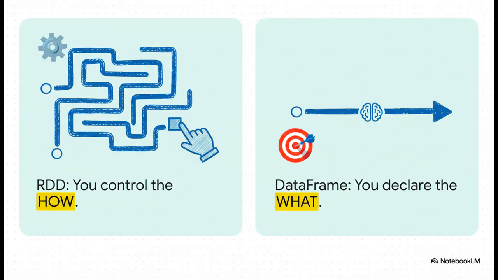This slide right here perfectly captures the huge shift in thinking. With RDDs, you're writing code that specifies how to do something. With DataFrames, you just declare what you want the final result to be. You just say, hey, group by this column and give me the average, and you let Spark figure out the absolute best way to get it done.